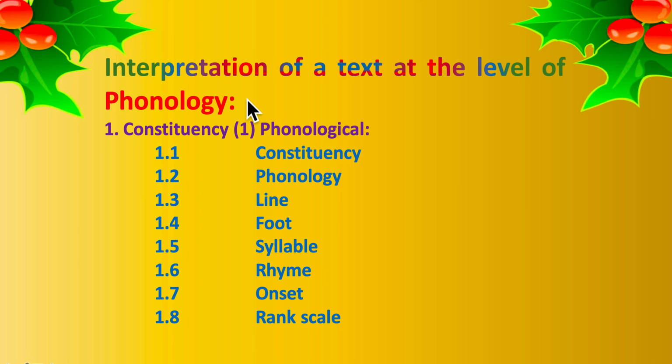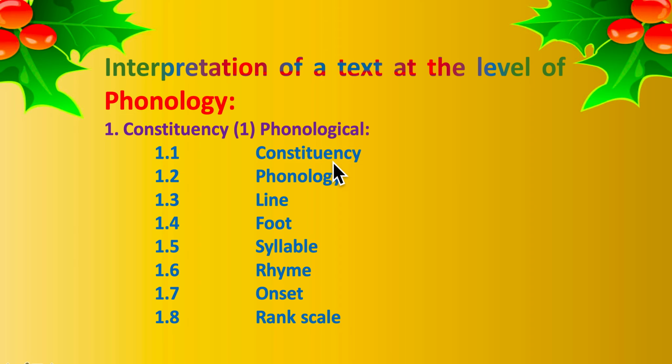What will we achieve and understand at the end of the lesson? After we end our lecture, we will be able to understand these points. Number one, constituency, and the first level is phonological. The second level is graphological. The third level is lexico-grammatical, which we will discuss later. So constituency, and the first level is phonological, at the level of phonology.